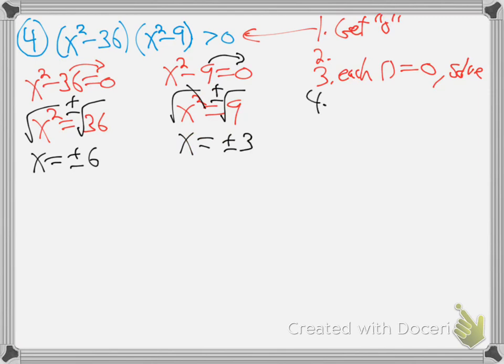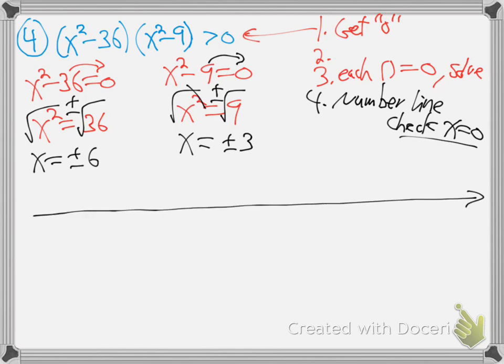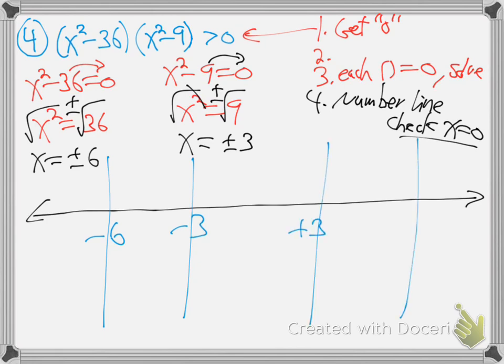So now step 4, number line, and check. Usually check x is 0. So let's go to the number line now, and we're going to put a lot of things on the number line, aren't we? We got 4 numbers. We got negative 6, and then negative 3, and then positive 3, and then positive 6. See how we put them on in their actual order on the number line? And now I'm going to check.